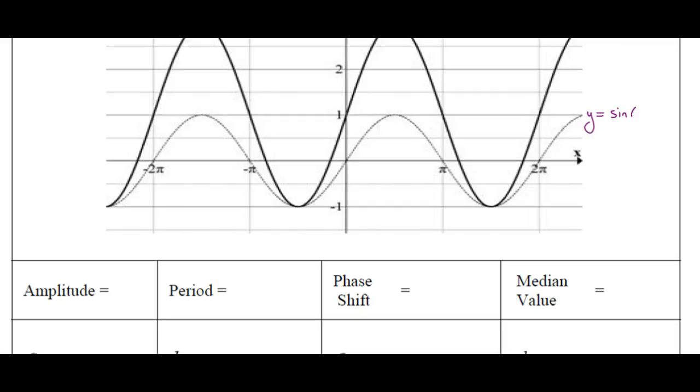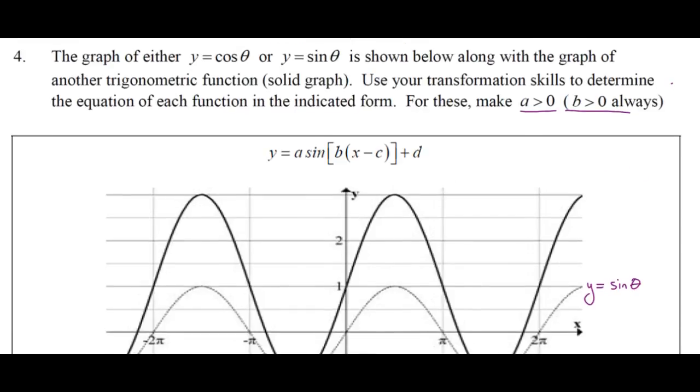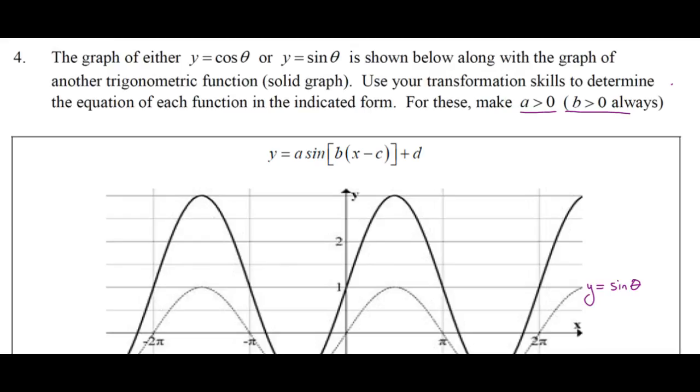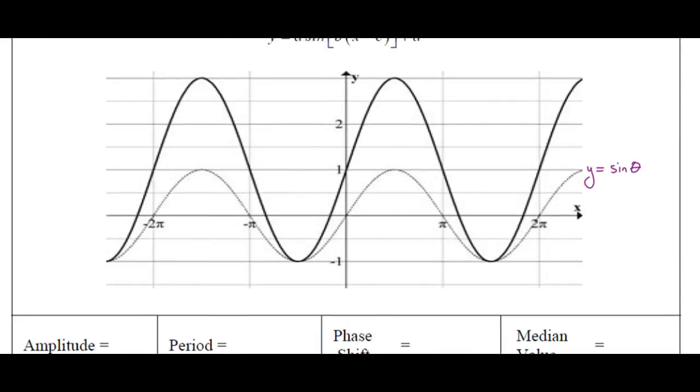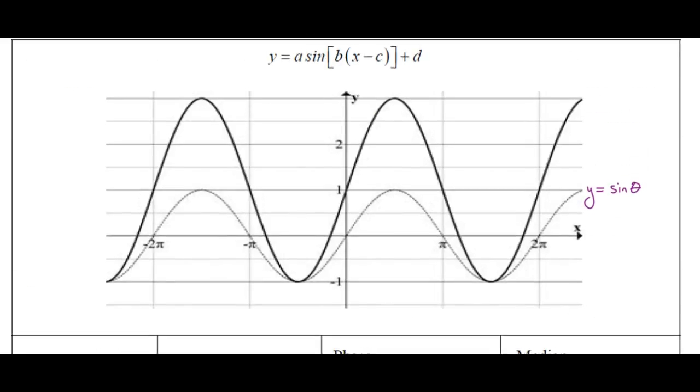That's y equals sine theta. Okay, now we are asked to express an equation in the form a sine(bx minus c) plus d, where a and b are both positive. Okay, where do we start? Where's the midline? So, okay, first off, what's the scale on here?